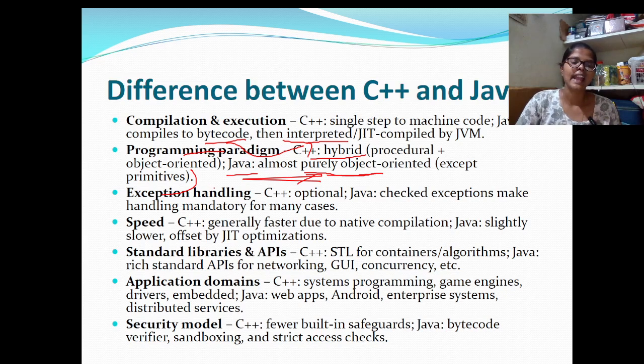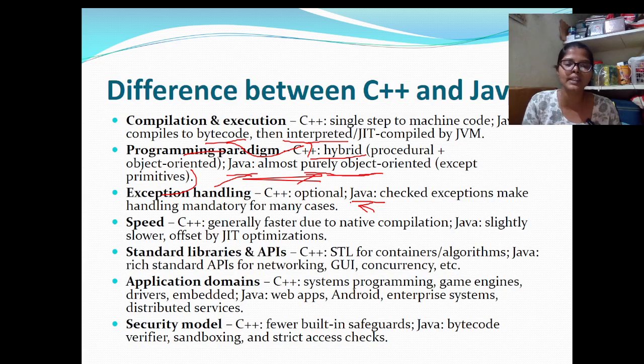Okay, next, exception handling. In C++, exception handling is not mandatory, it is optional, but Java has checked exceptions, which make handling mandatory in many cases. We are checking the errors. It is mandatory to check some exceptions in Java. Okay, when we discuss the exception handling concept, you will understand in detail what is meant by a checked exception and what is meant by an unchecked exception. Just know these are the differences between C++ and Java.